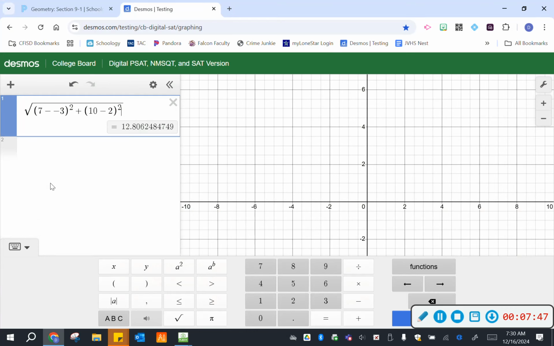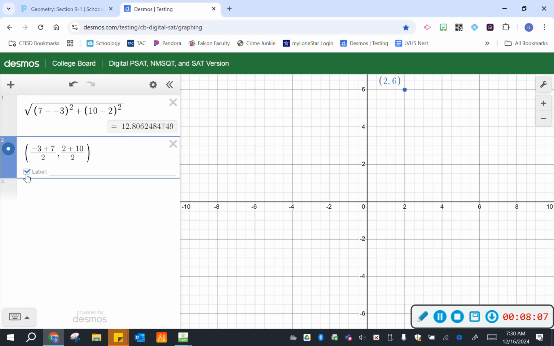And now I'm just going to put this in the calculator. Hit the divided by sign so it automatically does that. So negative 3 plus 7 divided by 2. You need the comma. 2 plus 10 divided by 2. And if I hit the point, it'll give me the answer. What's my answer? 2, 6.